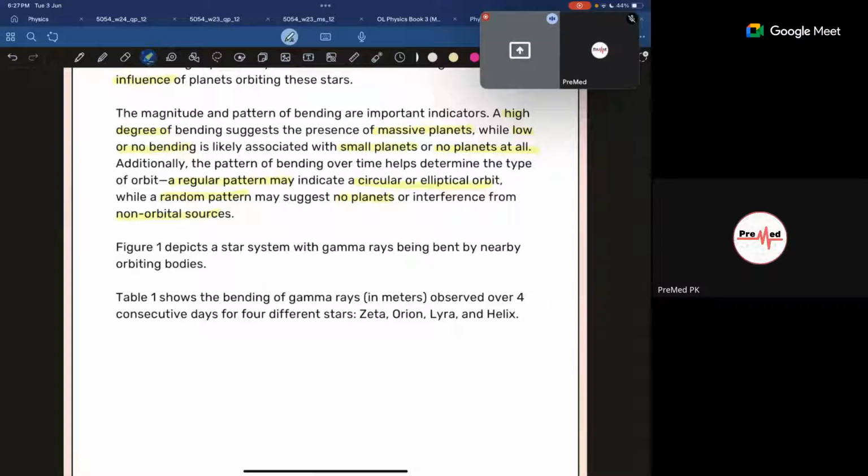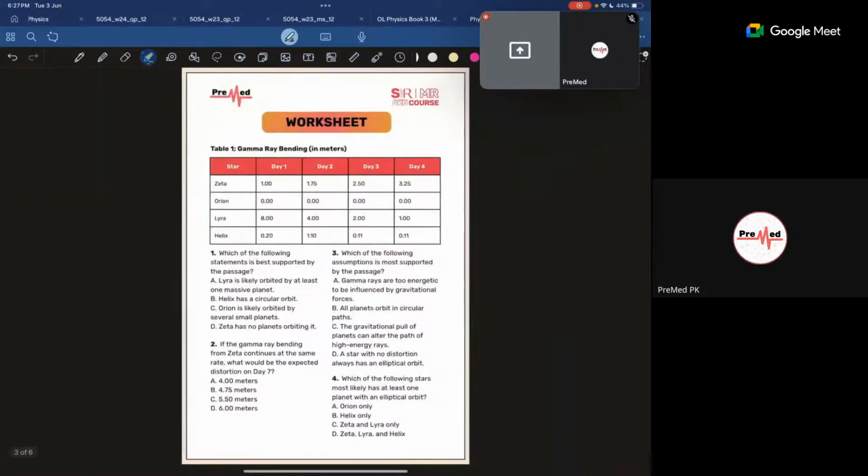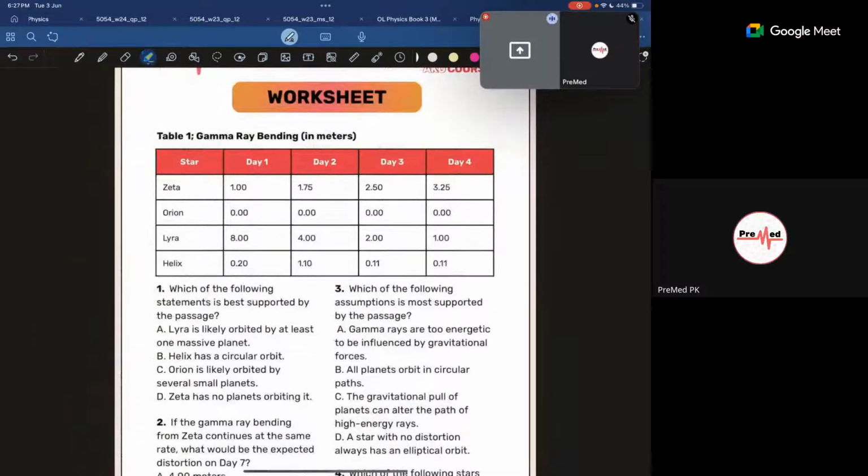Table 1 shows the bending of gamma rays observed over 4 consecutive days for 4 different stars, that is Zeta, Orion, Lyra, and Helix. So now this is the table that was mentioned earlier. So there are 4 stars, Zeta, Orion, Lyra, and Helix, on 4 different days. We'll first analyze the table and then move on to the questions.